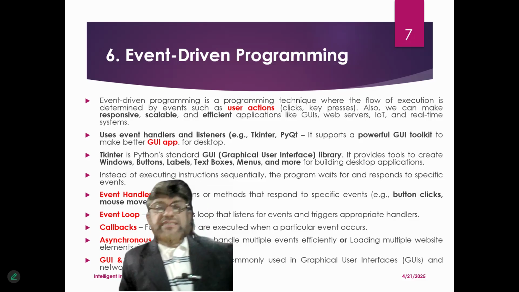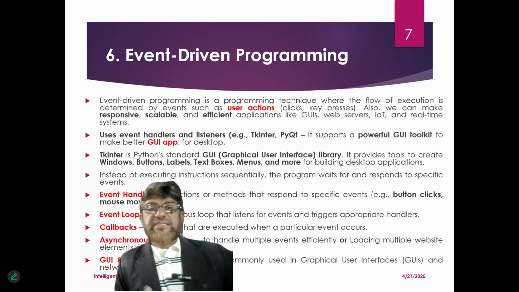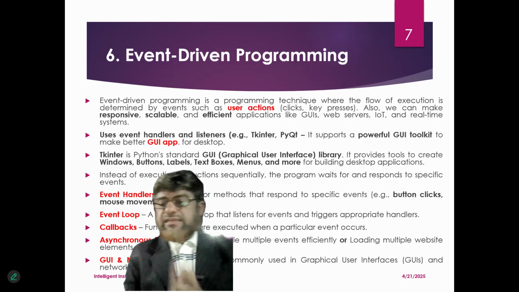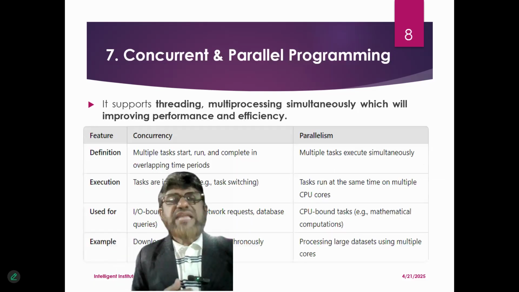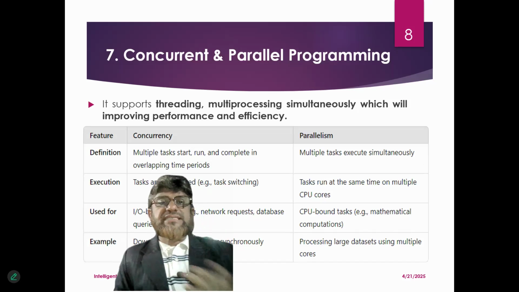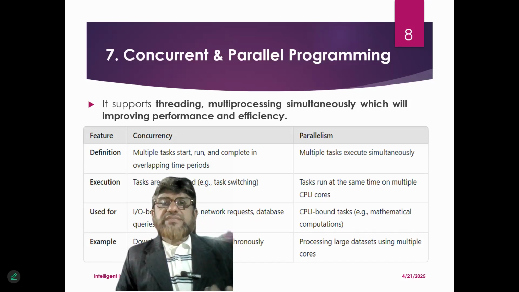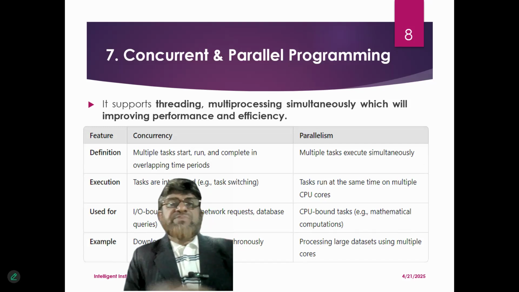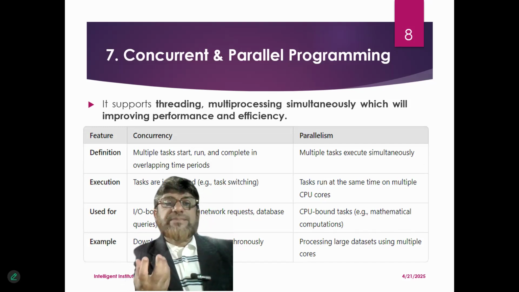So Windows buttons, labels, text boxes, and menus, and many more. Okay. So these also we can see in practical. Fine. Next, this technique: Python also supports threading and multiprocessing simultaneously, which will improve the performance and efficiency. Fine. So this also uses the concept of concurrency as well as parallelism.